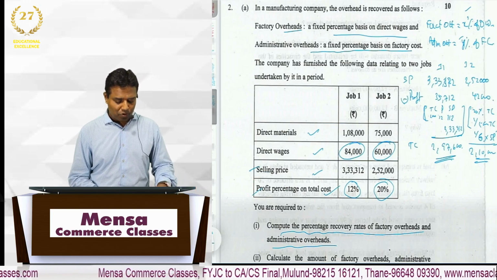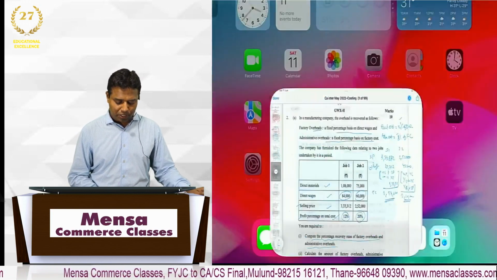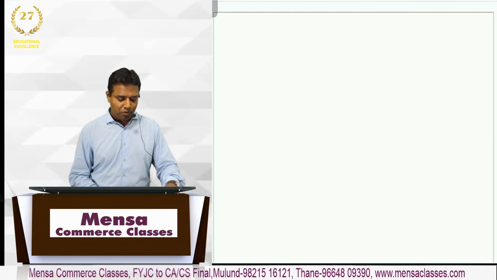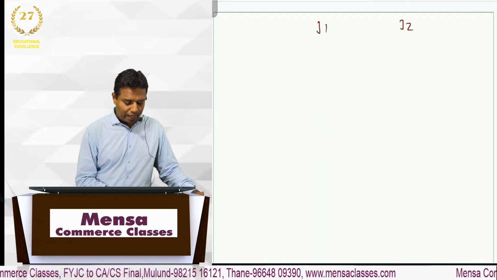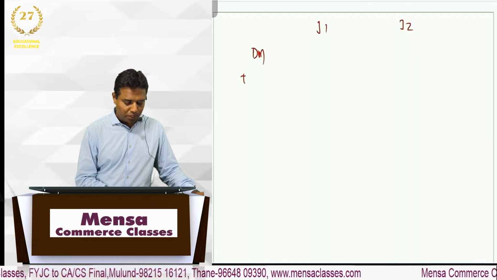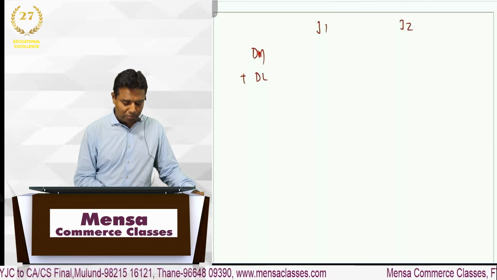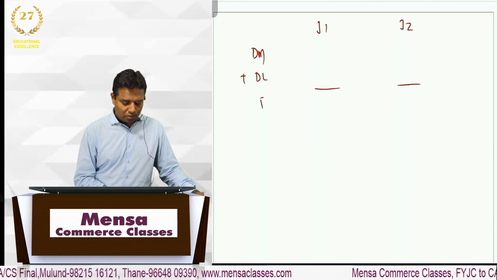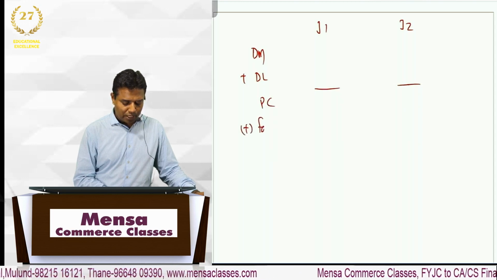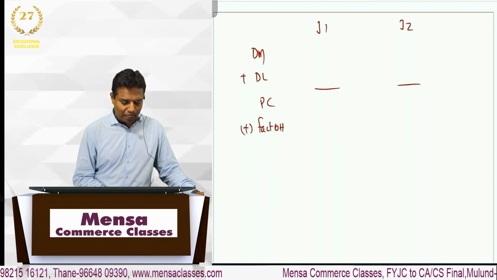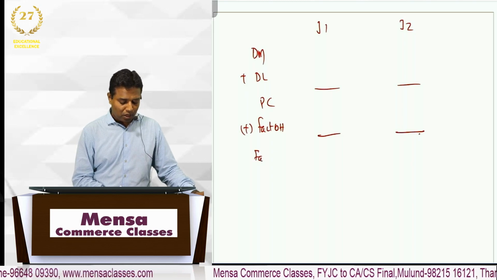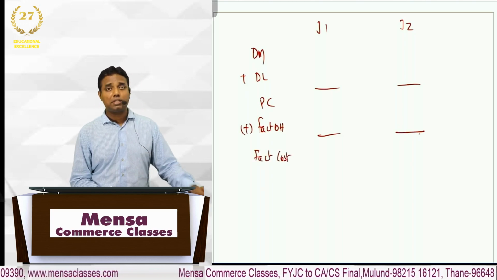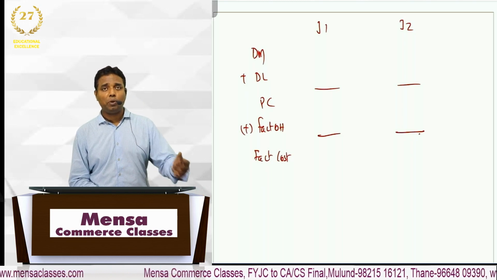Now let's move on to the equation part of it. So how do I form the equation? For job number 1 and job number 2, direct material plus direct labor will give you the prime cost, plus factory overhead, which we have assumed as X%, and admin overheads as Y%, correct? Then I get the factory cost, and to the factory cost I add the admin overheads and equate with the total cost.